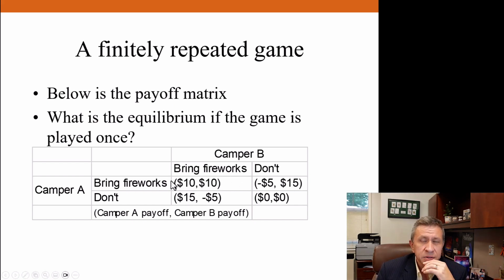$10 to $15. What about the outcome where one of them brings fireworks? Well, the one who brings the fireworks has actually spent $20 and is only getting back $15 in value, so they're not happy.